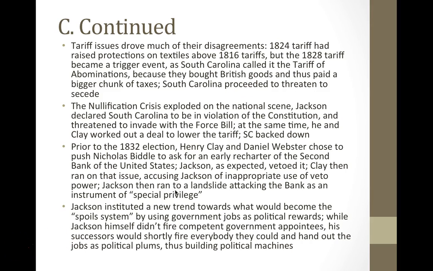Okay, so we're at the nullification crisis. That gets taken care of. Clay works out a deal. Our whack-a-mole politician pops up, works out a deal to lower the tariff. South Carolina backs down. Nullification crisis goes away.